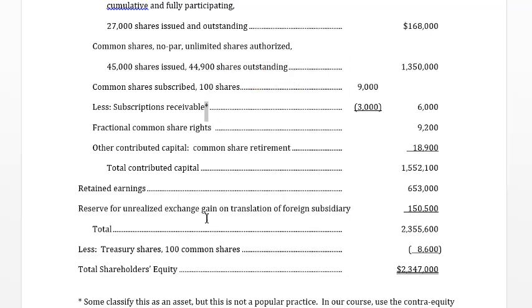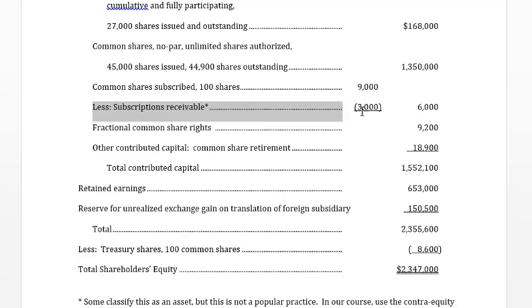So now, just here, I forgot to mention that when we had the subscription receivable, we mentioned this in class as well, that some organizations may classify it as an asset, but in our course, we're going to classify it with its more popular presentation, which is as a contra equity account, and we're going to subtract it directly from the common shares subscribed.